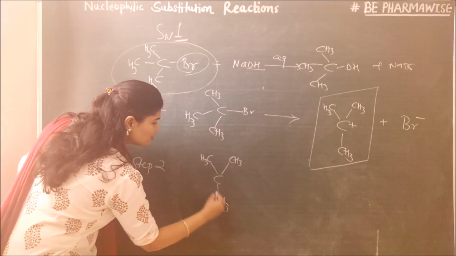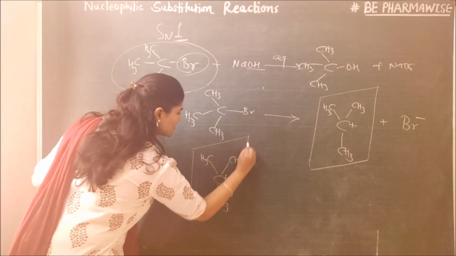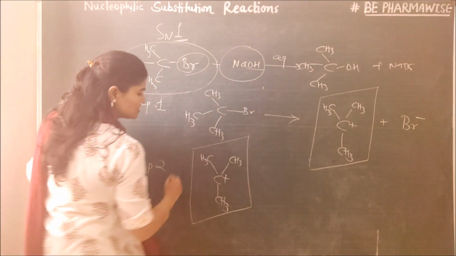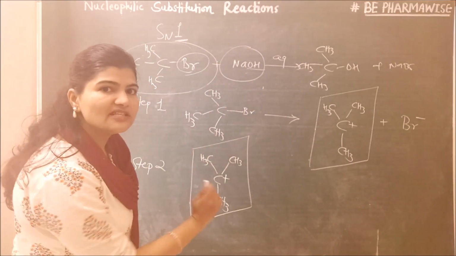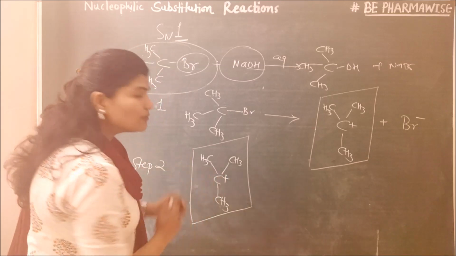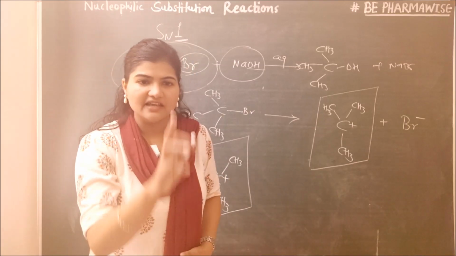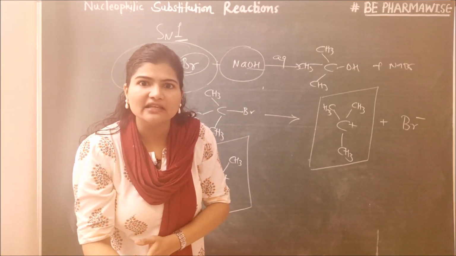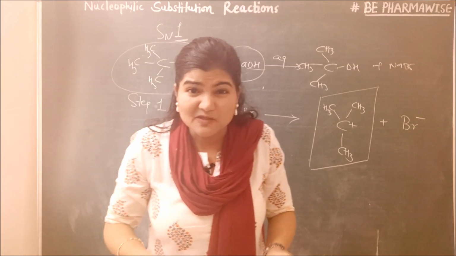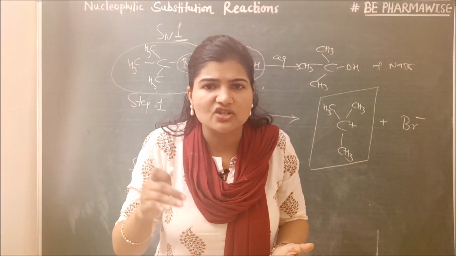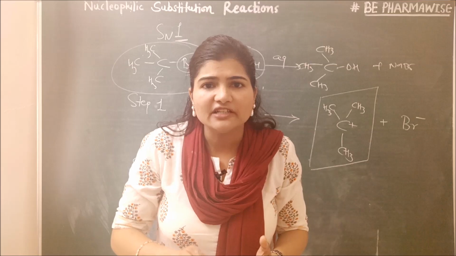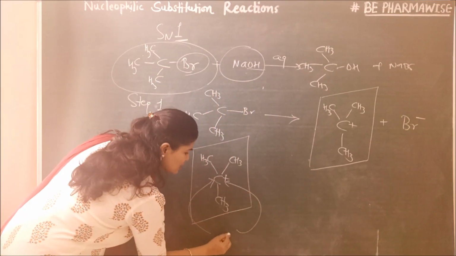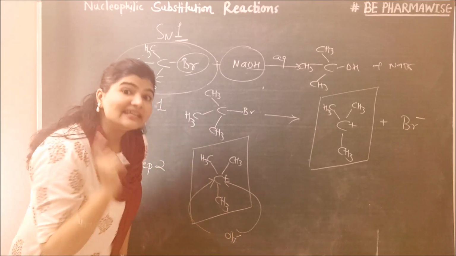Now in step 2, OH minus, which is your nucleophile from the reagent, comes and attacks this carbonium ion. Now look at the carbonium ion, it is a planar ion. Carbon is here, and the three CH3 groups are all lying in one plane. So when OH minus comes to attack the positively charged carbon, it has equal probability to attack from this side or from this side. So OH minus can attack from either side.